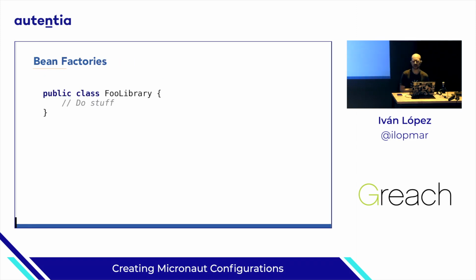So let's start at the very beginning. Imagine that you have this FullLibrary, the library that you want to integrate inside Micronaut. If this code is in your source code, the only thing you need to do is annotate it with @Singleton. With that, when Micronaut compiles that class, we'll create a bean, and you will be able to inject FullLibrary inside any Micronaut artifact.